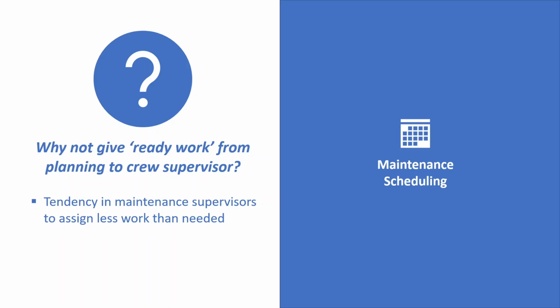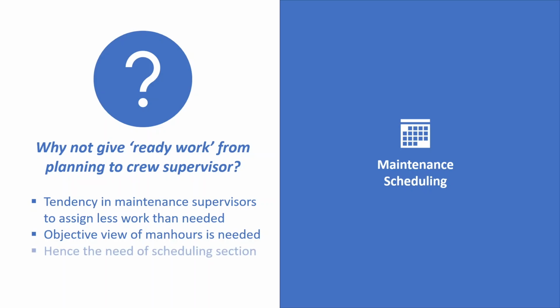Being involved in the daily humdrum of maintenance execution, maintenance supervisors are not in a position to objectively assess how much work is supposed to be completed in a week. That is why a dedicated section works on filling up the manpower hours of technicians. This process holds the crew supervisors accountable in getting as much work done in a week as much is scheduled.